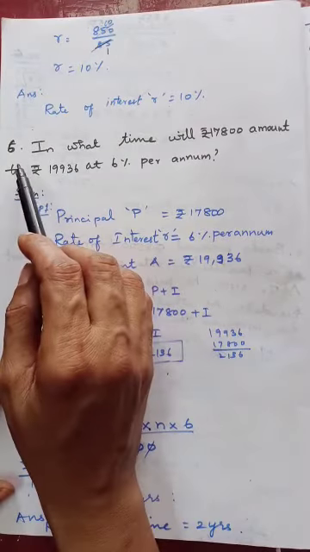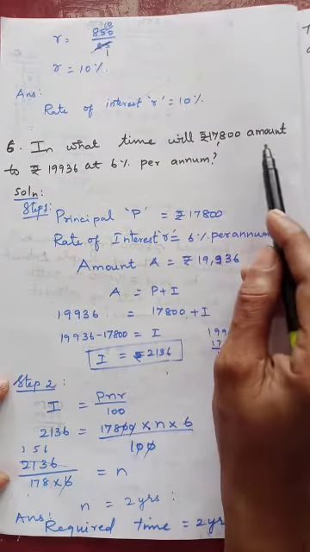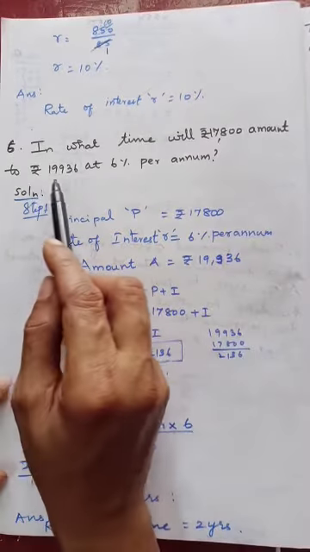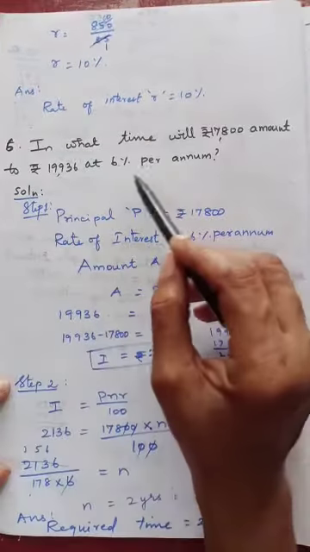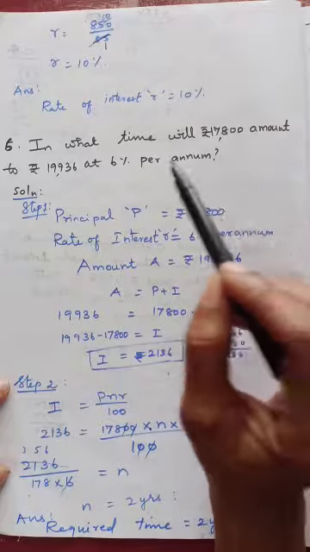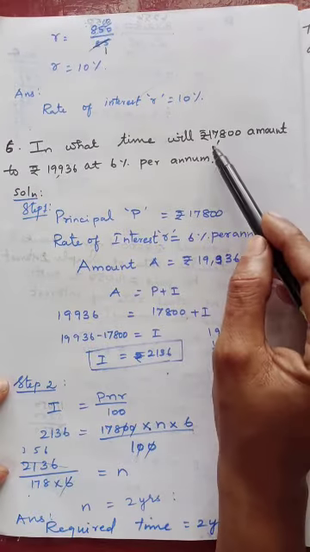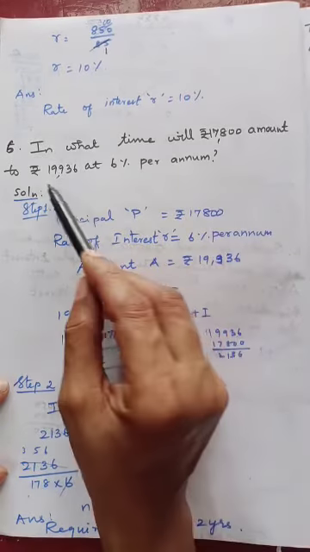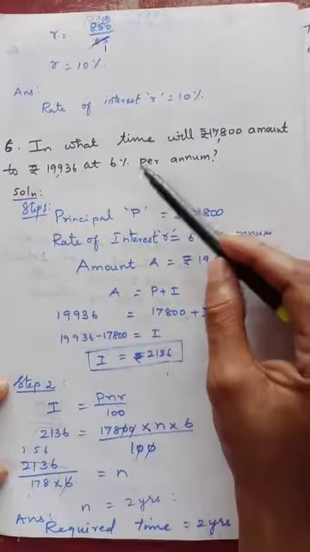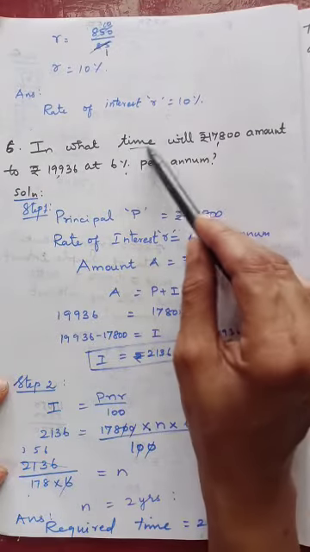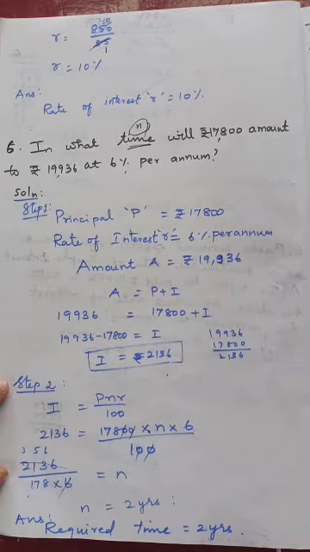So sixth problem. In what time will rupees 17,800 amount to rupees 19,936 at 6% per annum? Okay, here they are given the principal, that is 17,800, and the amount also they are given, that is 19,936, and rate of interest given. You have to find the time, means n you have to find. Okay, you have to find number of years.